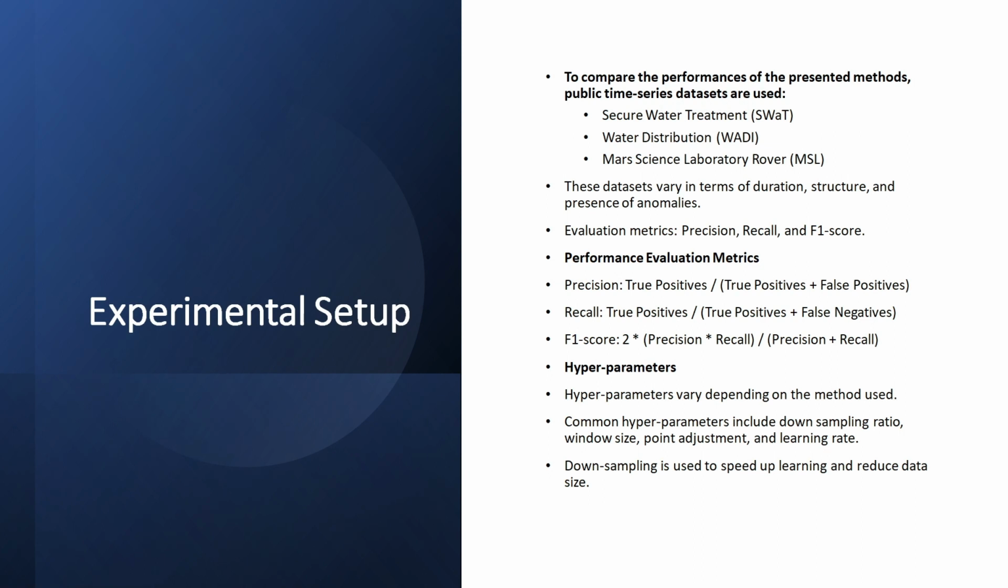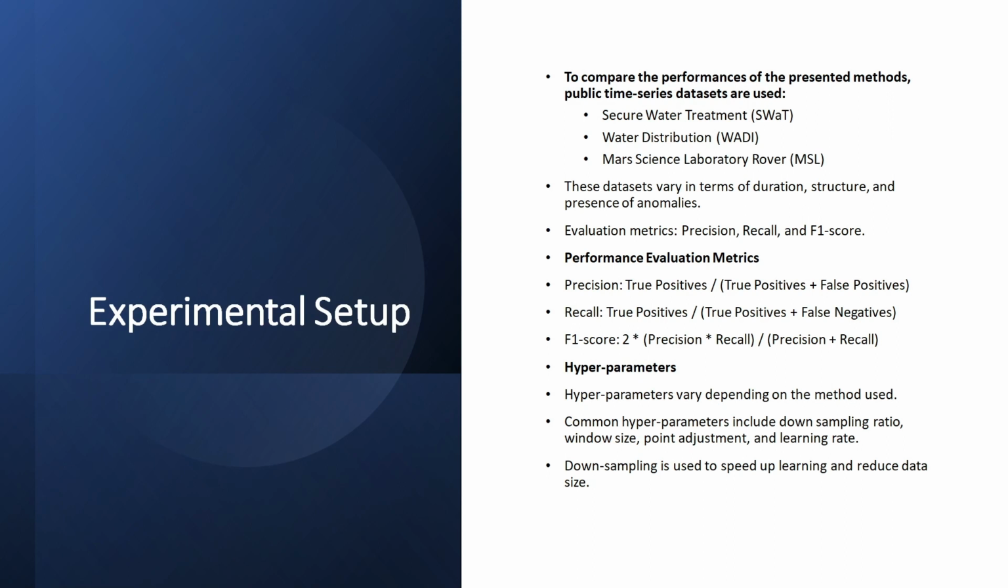Here is the experimental setup. You can see that to compare the performance of the presented methods, public time series datasets are used. The first dataset is Secure Water Treatment (SWaT), the second is Water Distribution (WADI), and the third is the Mars Science Laboratory Robot (MSL). These datasets vary in terms of duration, structure, and presence of anomalies.